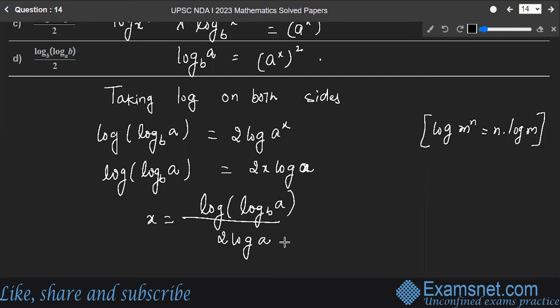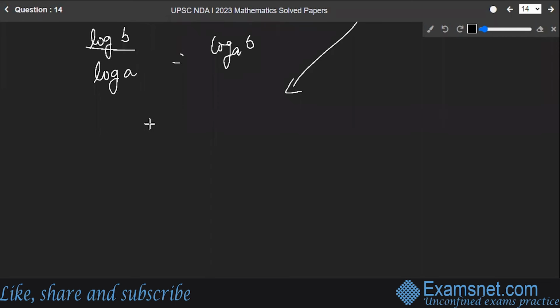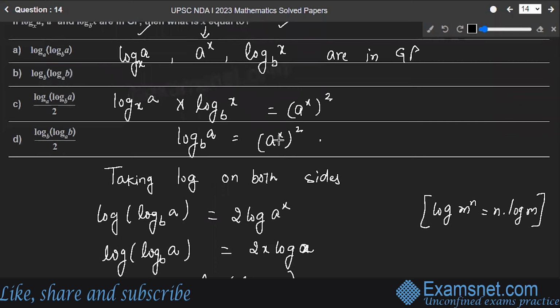Now I'll be using the formula log b upon log a is actually equal to log a to the base b. So using this, x will become equal to log a to the base b upon 2. All right, so let's check with the options. Option C is the correct answer. Hope you got this. Then let's move to the next question.